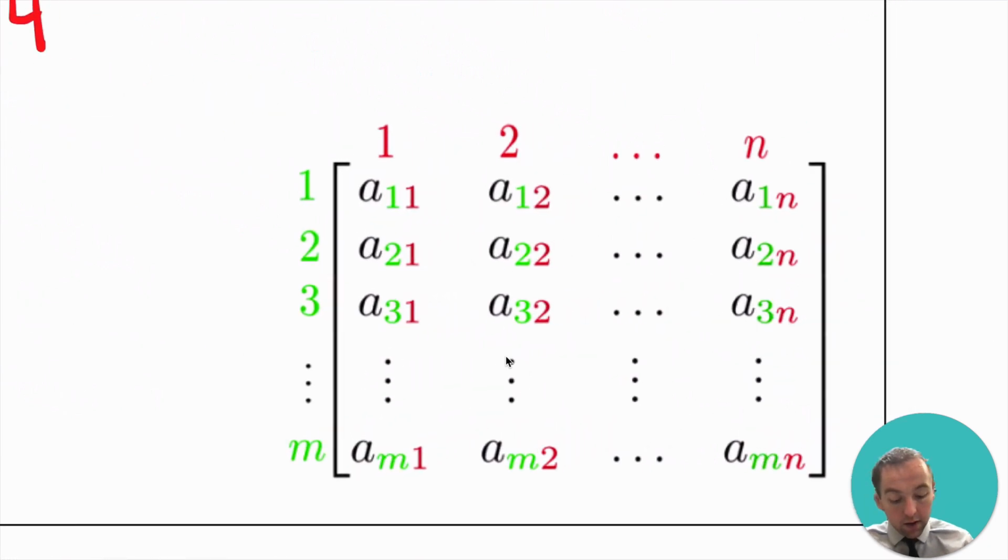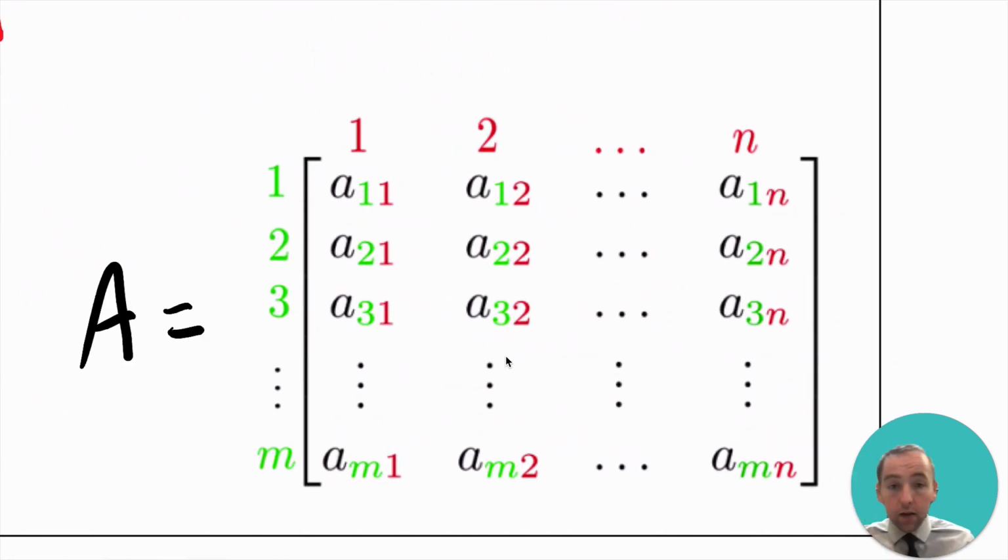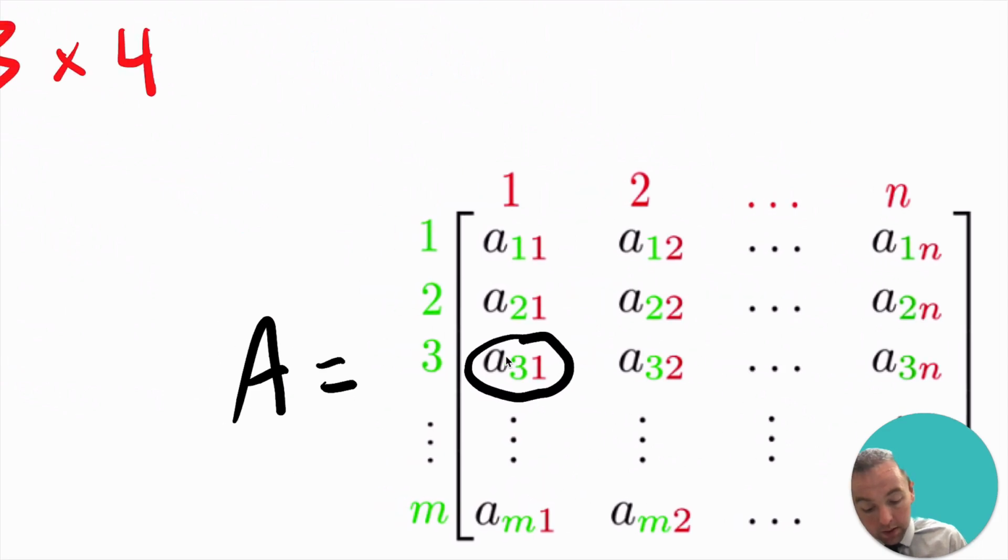So if this matrix was called capital A, then for example, right here, we would denote that element by the name of lowercase a, and then it has a 3 and a 1. That does not mean 31. It's just that the first number, 3, tells you what row it's in, and then the second number, the 1, tells you what column it is in particular.